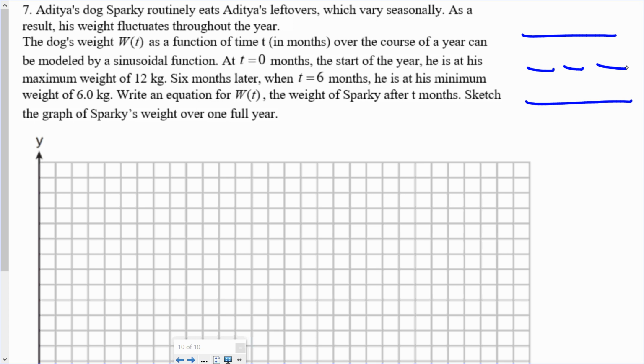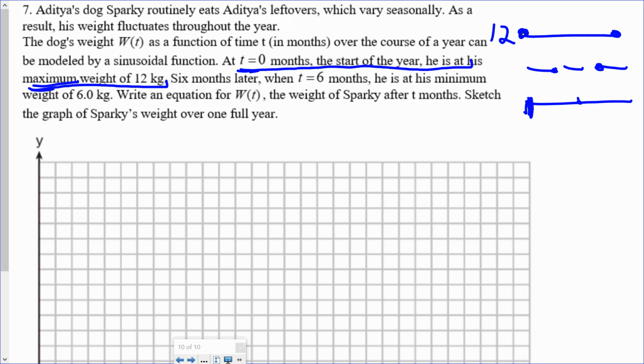The dog's weight, W of t, as a function of time t in months over the course of a year, can be modeled by a sinusoidal function. At t equals 0, the start of the year, he is at his maximum weight of 12 kilograms. So at t equals 0, we're talking right here at the beginning, he's at his maximum. So the graph is going to start at the maximum, which it says is 12. Since it's starting at the maximum, it's got to be a positive cosine. So a lot of students say, how do I know if it's sine or cosine, positive or negative? It's starting at the maximum. Positive cosine is the only wave that starts at the maximum.